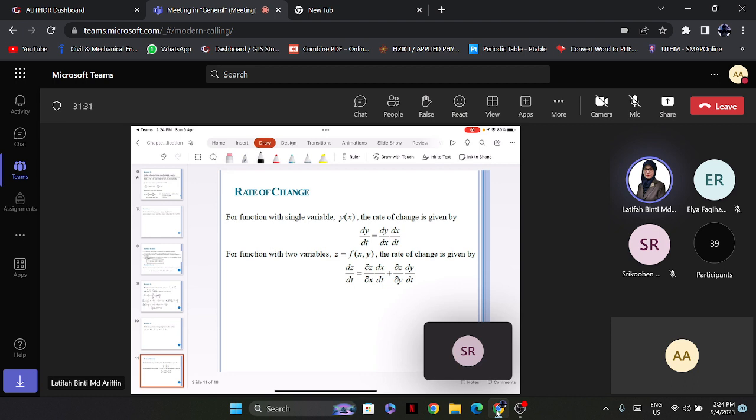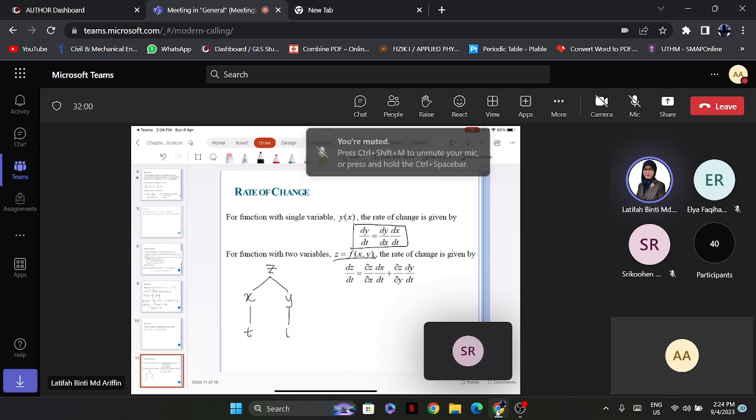And then next, for a two variable function, when z equals f(x,y), the rate of change is given by dz/dt equals ∂z/∂x times dx/dt plus ∂z/∂y times dy/dt. Because remember our tree diagram, we have z, and then we have x and y, and at the bottom we have t. Remember? This is what we saw last week.